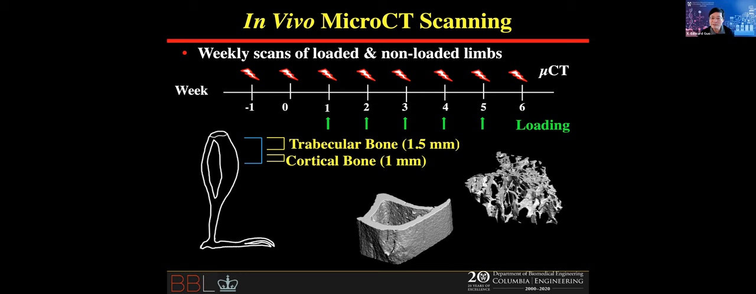We do weekly scans. Week one is where we start mechanical loading, and then we load for 5 weeks and do another scan at 6 weeks. So you can see we're starting at minus 1, 0, and all the way to 6 weeks. We have a weekly scan, and we can measure trabecular bone, shown here, and also cortical bone.